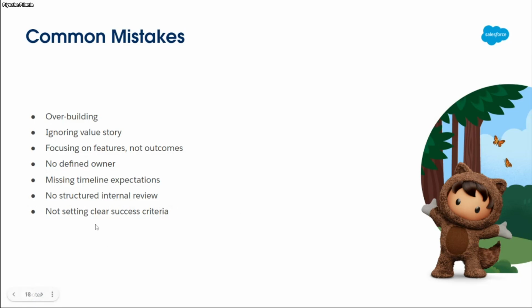And lastly, not setting clear success criteria, as I mentioned in the second point, ignoring the value story. If you don't have a success criteria, you might end up building something which you don't even need.